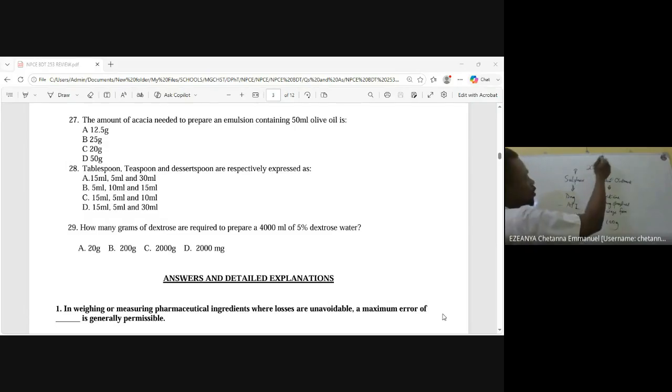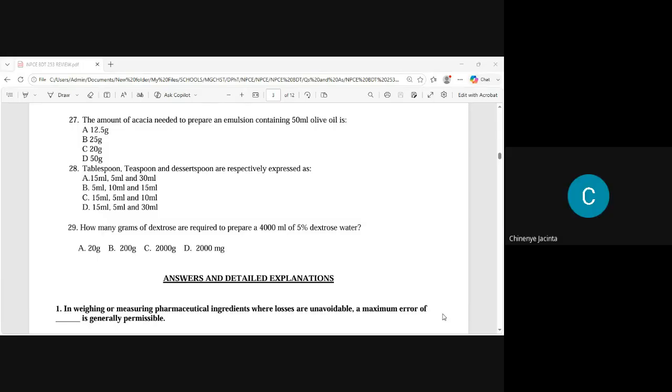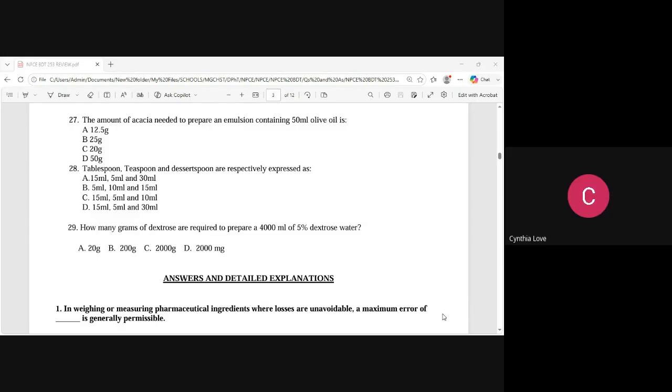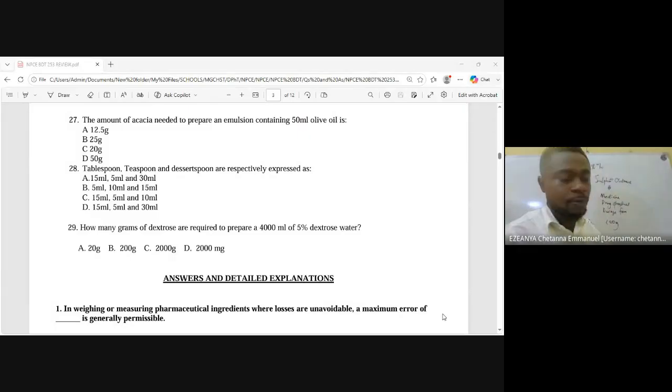So that's the meaning of this 2% weight in weight. They didn't write weight in weight, but by virtue of the fact that ointment is weighed, everything should be weight in weight. We can't hear you. Your mic is off. Can you hear me now? Yes, sir. So where did you stop hearing me?